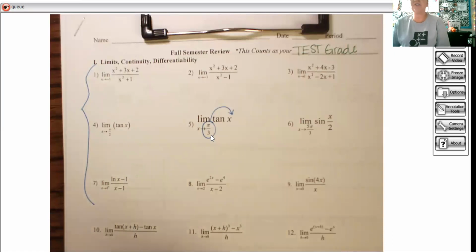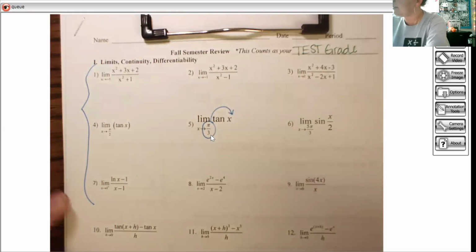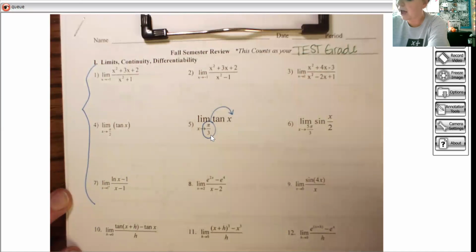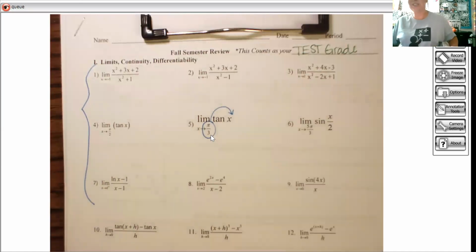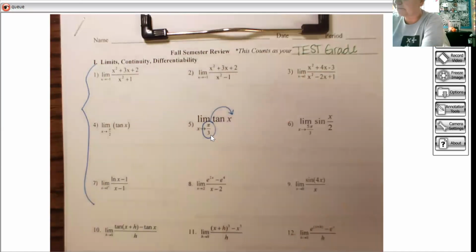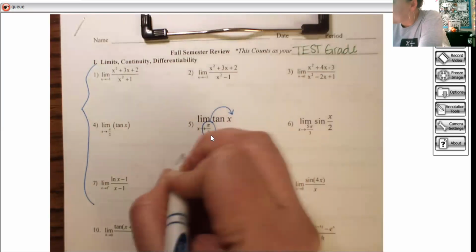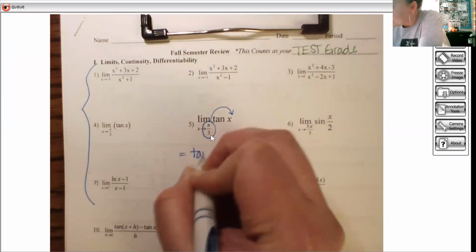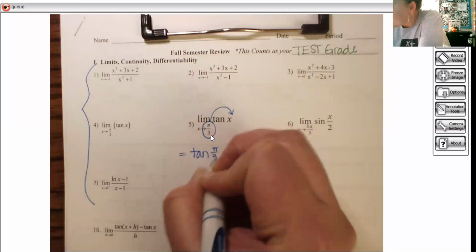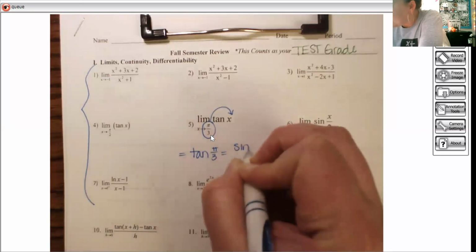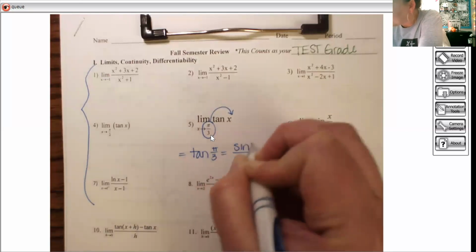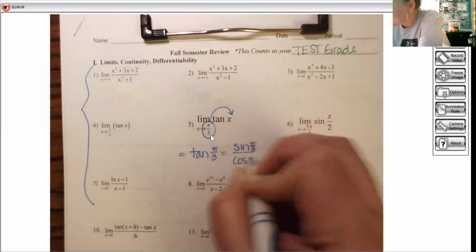So remember, the first thing you should try for that is substitution. An example of substitution I'm going to show you is number 5. If we want the limit as x approaches pi thirds for tan x, we're just going to plug that in. So we would have basically the tan of pi thirds, which I can then break down into sine divided by cosine of pi thirds.